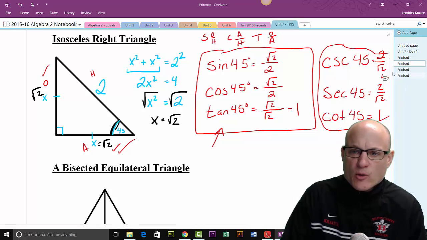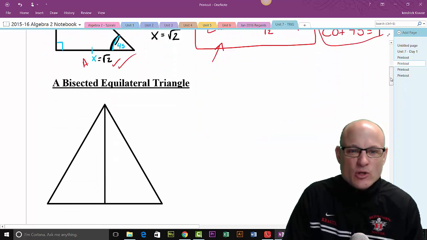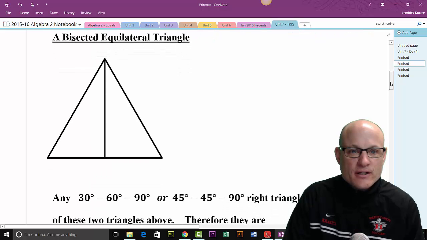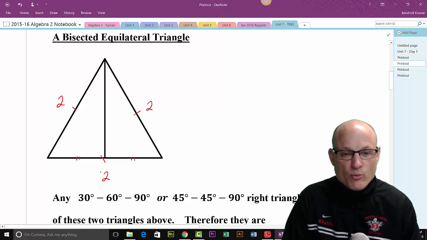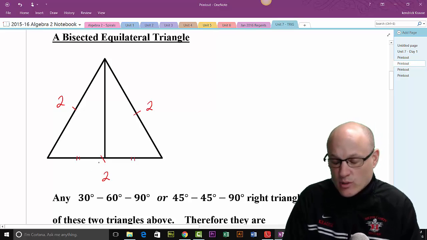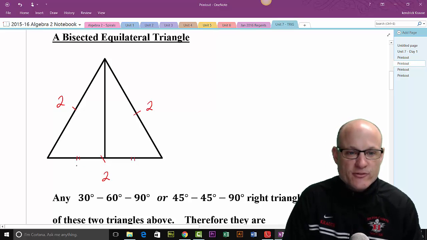All right, kids, now we're going to work on an equilateral triangle. We know an equilateral triangle has 3 congruent sides. And we're going to make each side 2 again. But in order to do that, I know that this and this are congruent because an altitude of an equilateral triangle bisects the bottom side. So these are both 1.